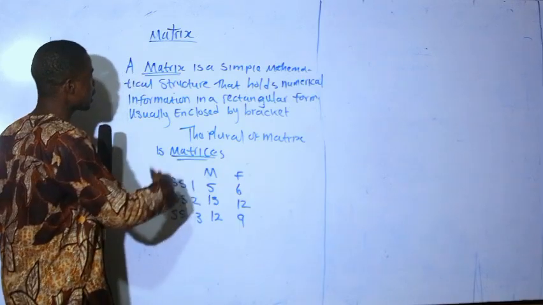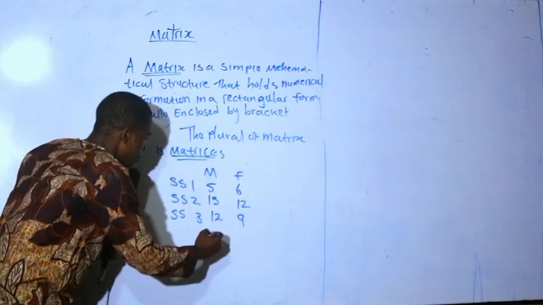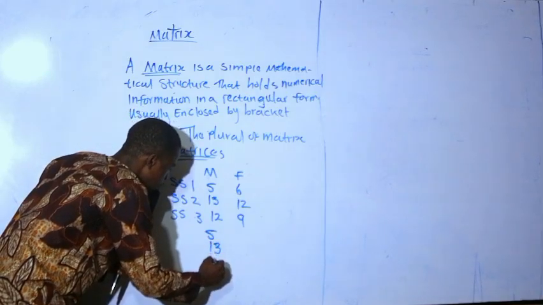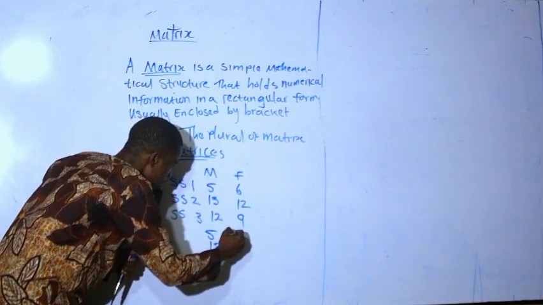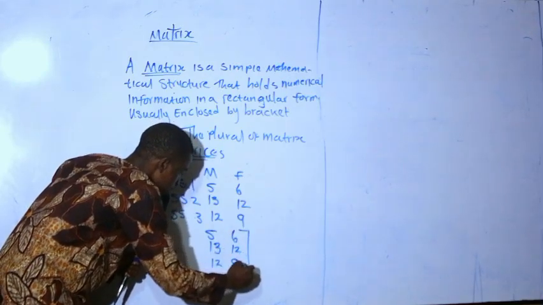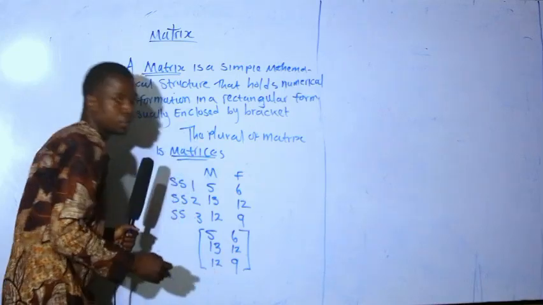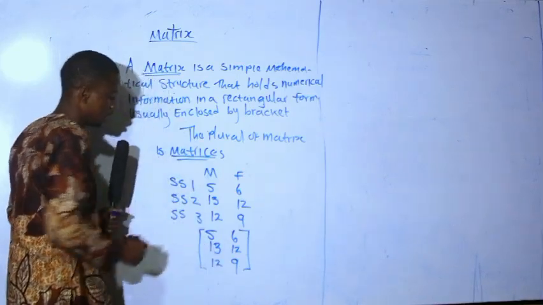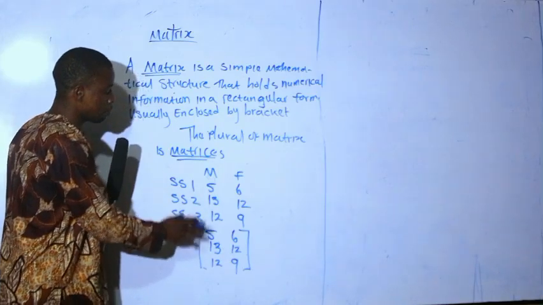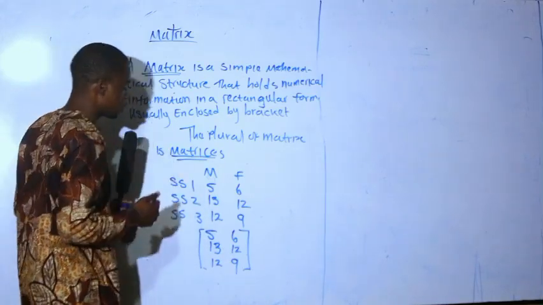Now, if you want to write it in matrix, it will be 5, 13, 12, and 6, 12, 9. This is what we call a matrix. We have represented this one in matrix. Now let us go back to the definition.